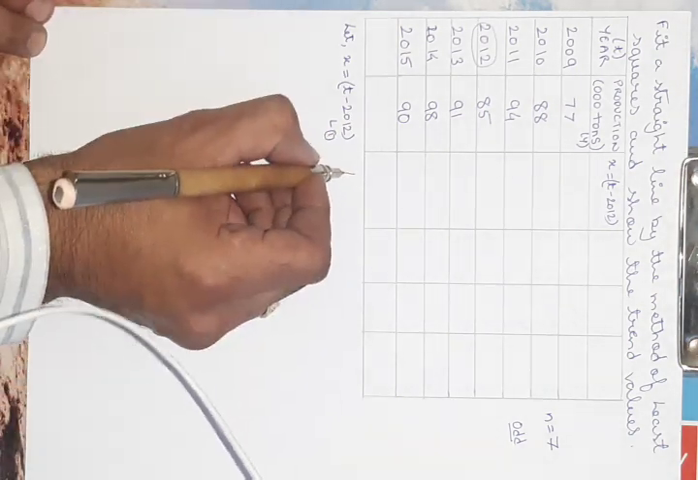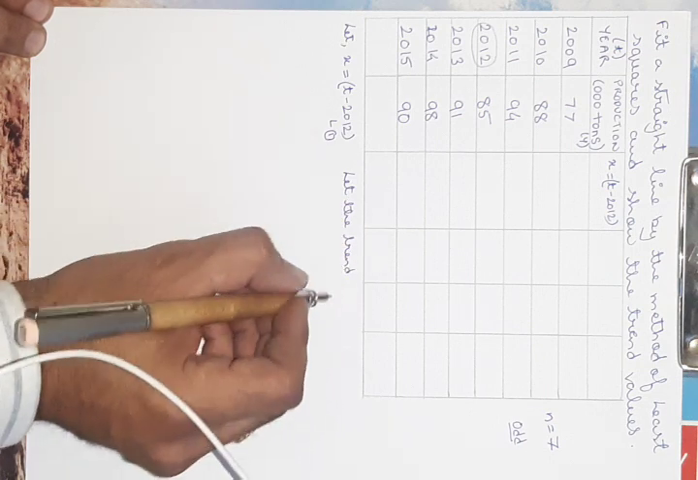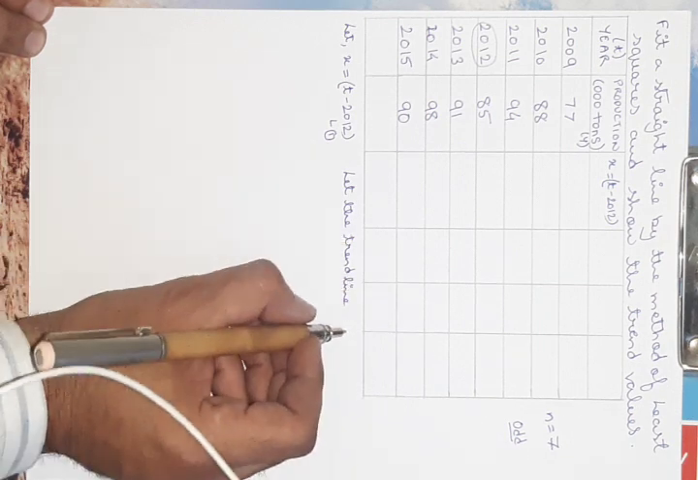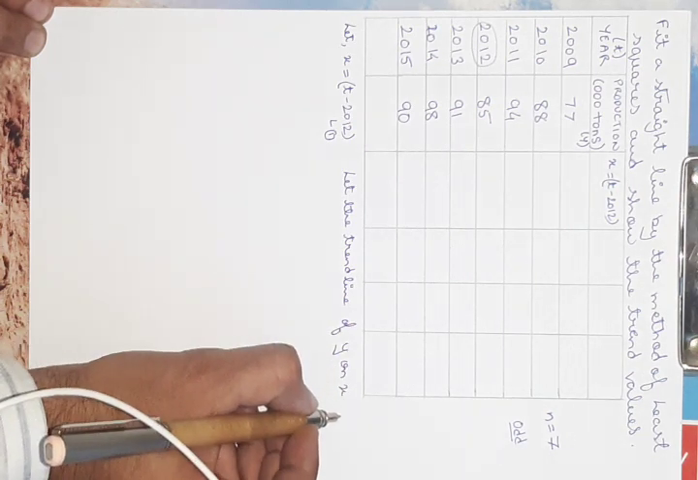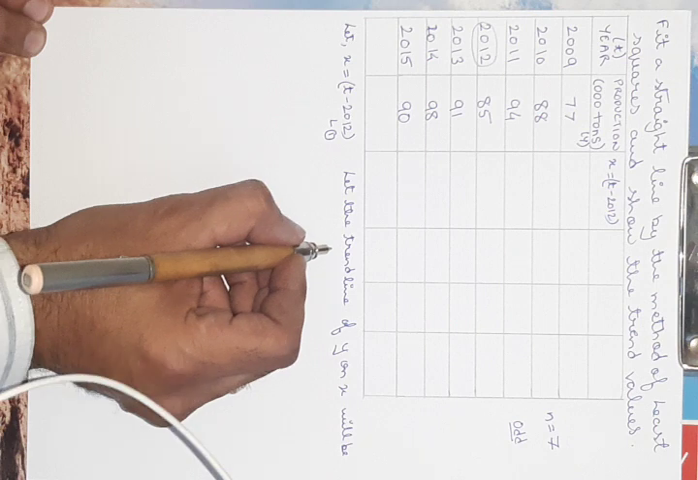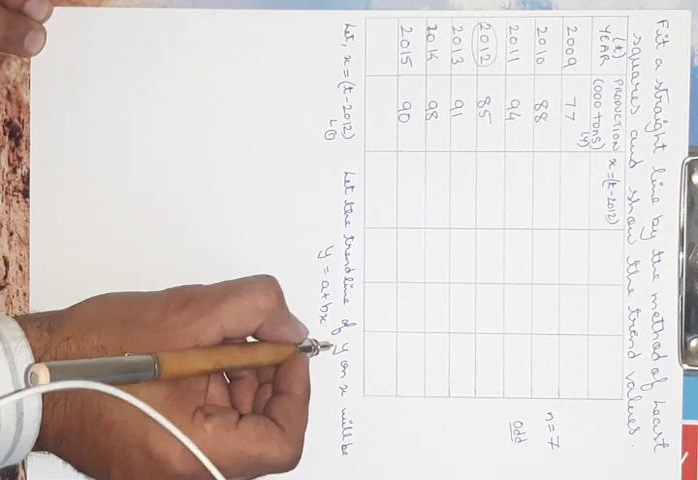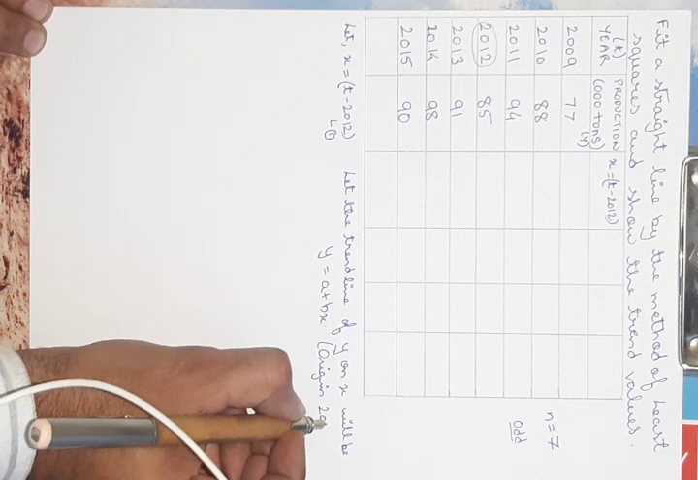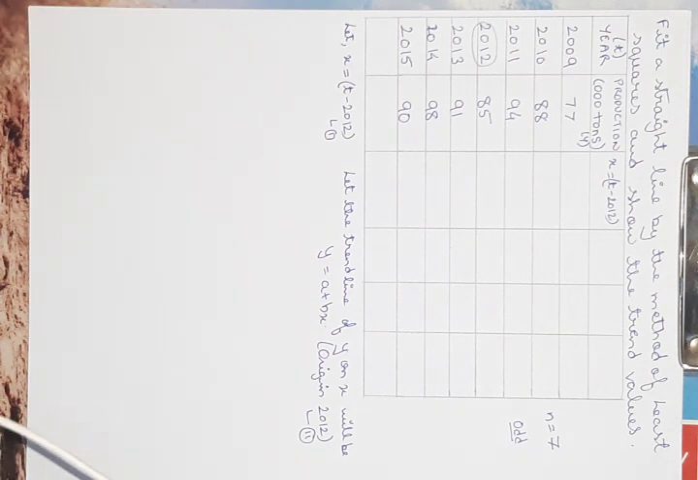Next, what do we have to calculate? Let the trend line, that means the straight line, trend line of y on x will be y is equal to a plus bx. Here we have considered the mid value, that is the origin, as the year 2012. So this is our equation number 2. Now we need to calculate the values of x.